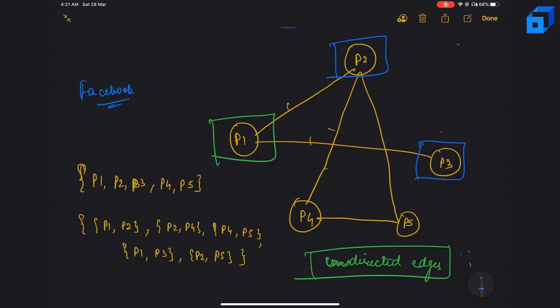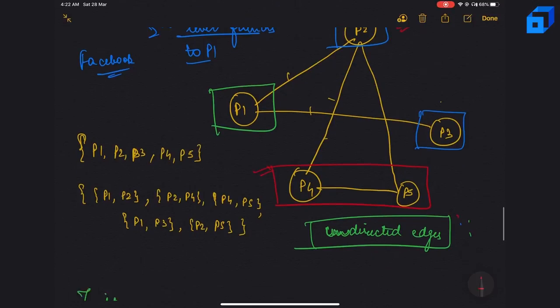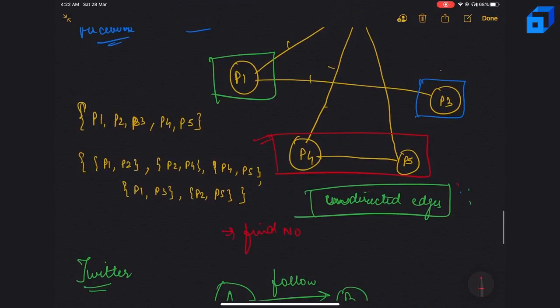One good use case for friendship suggestions can be those people who are second level connections or second level friends to P1. What it means is that they are not friends of P1 but are friends of a friend of P1. So, we see that P4 and P5 are friends of one of the friends of P1, which is P2. So, we can recommend P4 and P5 to P1 as friend suggestions. This problem is nothing but equivalent to finding nodes at shortest distance of 2 from a particular node. We will study shortest distance and all other things in detail in future videos. But this can act as a good motivation of why graph is an important data structure to study.